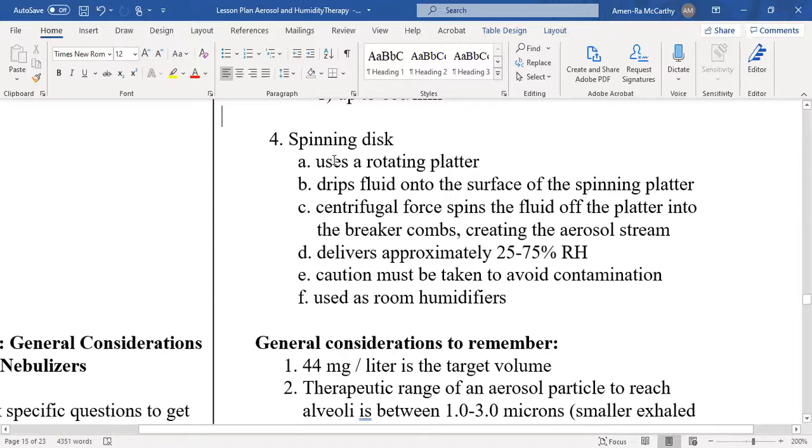One more, and then we're going to take another break. The next nebulizer, or the last one, is the spinning disc. This is my favorite. The spinning disc nebulizer.